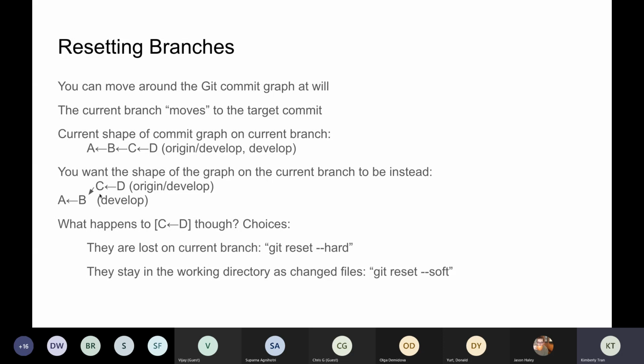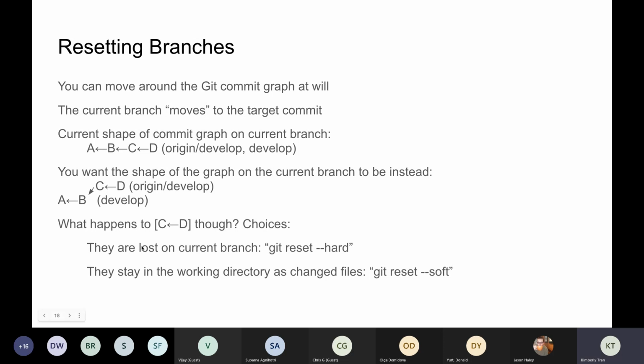What happens to C and D when you do this? And that's where Git gives you a choice. If you do a git reset hard, then C and D are lost on the current branch. They don't appear at all. It's exactly like your branch at B, and C and D are just off back on origin develop, and you can then diverge from this point on.